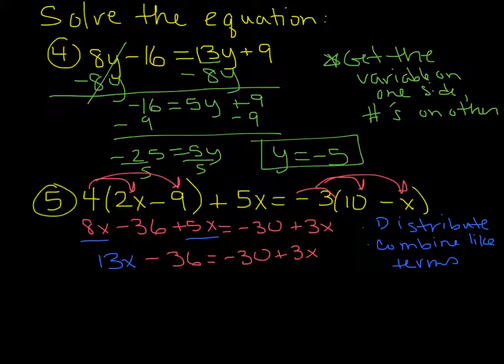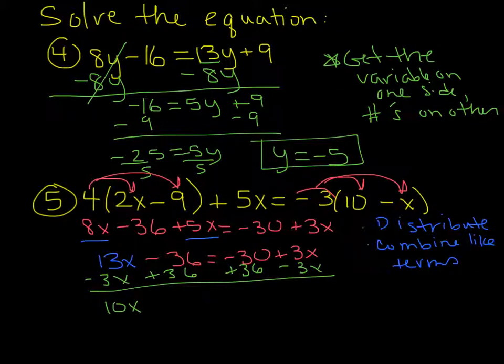So from here, I'm going to do the exact same type of problem as the one I had in 4. I'm going to get the variables on one side, the numbers on the other, and then solve. So I'm going to move over this 3x. I'm going to actually move over the 36 on the same step. And that's going to give me 10x equals 6.